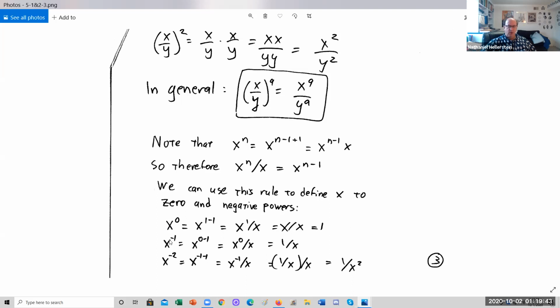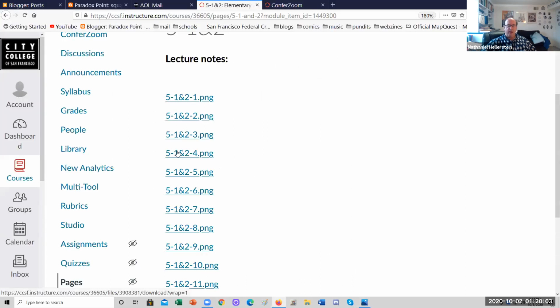x to the negative 1, that's x to the 0 minus 1. That's x to the 0 over x. That's 1 over x. x to the negative 2, that's negative 1 minus 1. That's x to the negative 1 over x. That's 1 over x divided by x. That's 1 over x squared. And so on indefinitely.